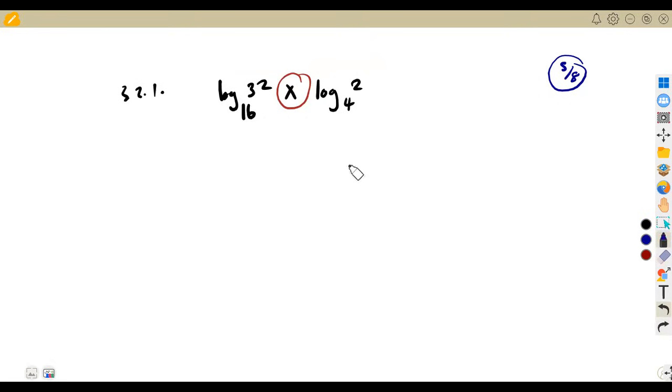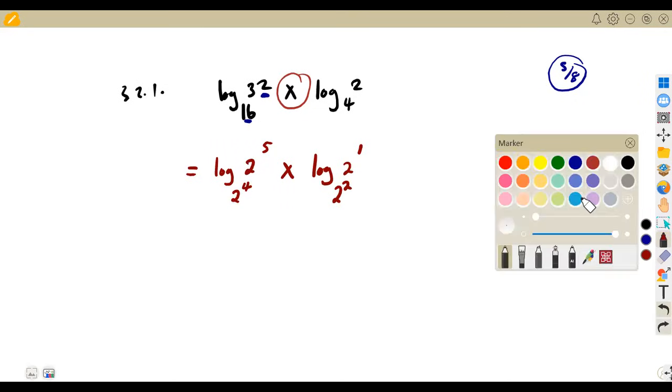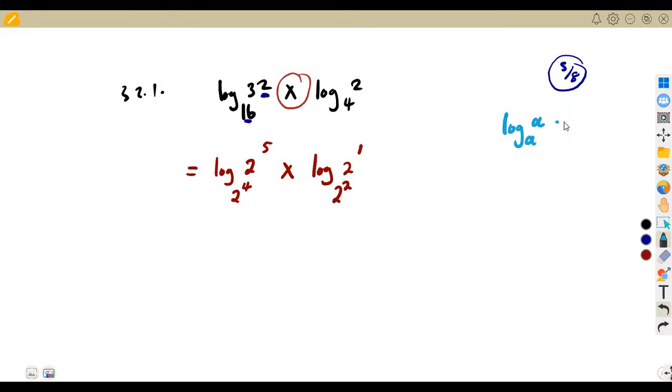So working with this logarithm, we can try to make these two numbers the same. 32 and 16 can be written in base 2. So 32 is 2 to the exponent of 5, and 16 is 2 to the exponent of 4. We work out the other one separately: 2 is the same as 2 to the exponent of 1, and 4 is the same as 2 to the exponent of 2. Why write the number and the base the same? Because there is a law that log of a in base a is equal to 1. If this number and this number are the same, we get a 1.